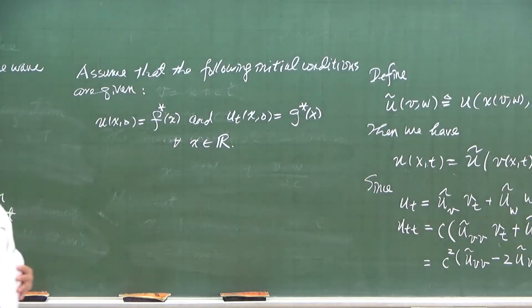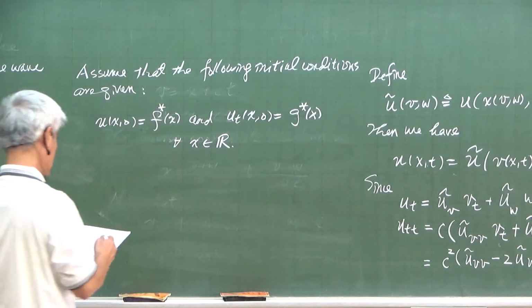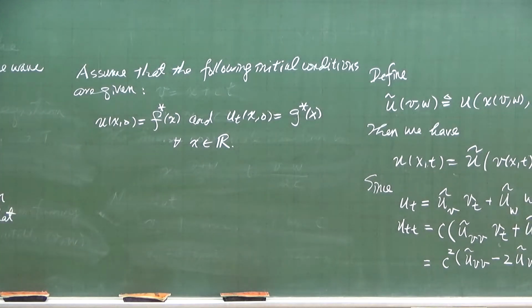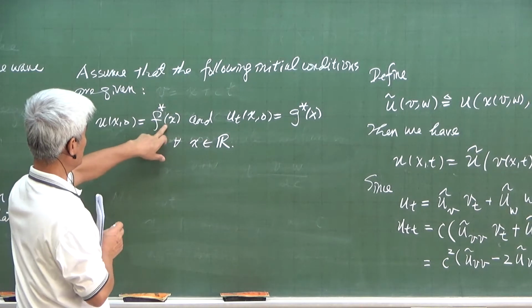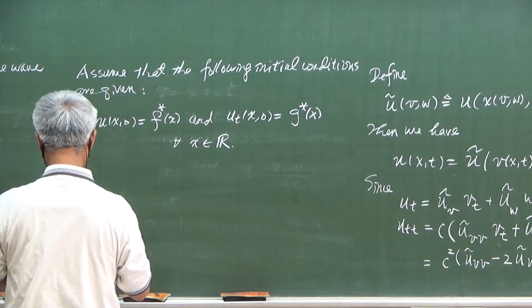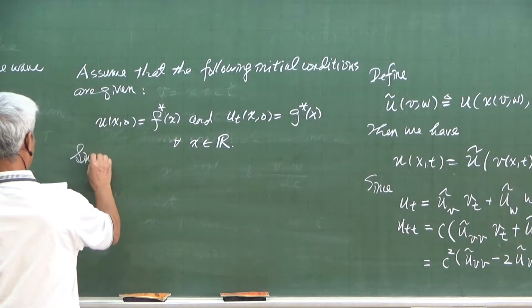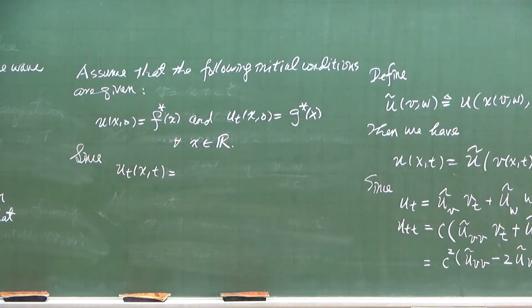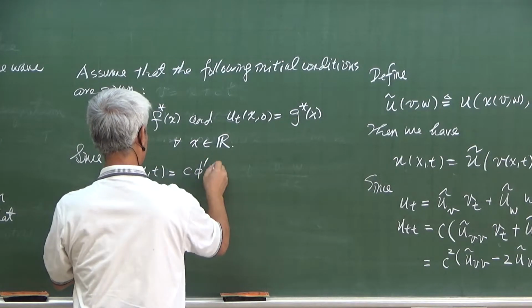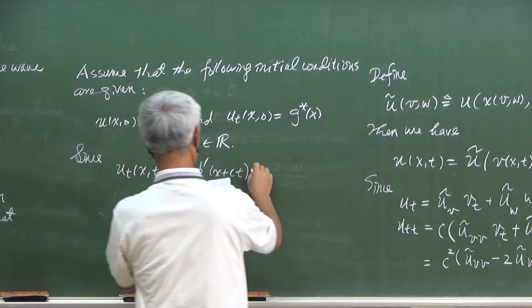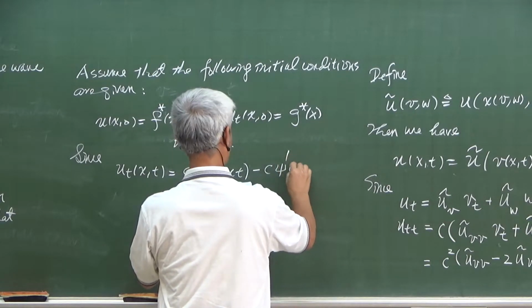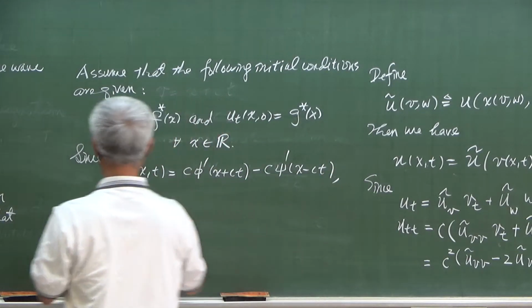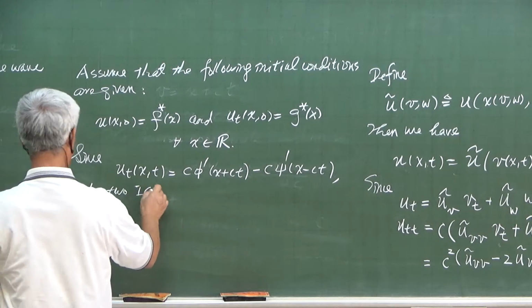Then we will put the boundary condition in there. But here we put the initial condition, and for the initial condition we can say that we have the values for all x in R. So now, since u_t of x, t, the first partial derivative, is c phi prime of x plus ct minus c psi prime of x minus ct, we have the two initial conditions.